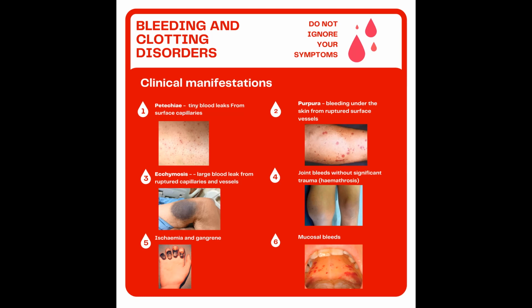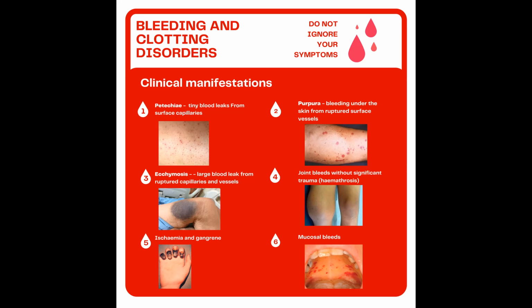Bleeding and clotting disorders can clinically present as petechiae, which are tiny blood leaks from surface capillaries, purpura, which is bleeding under the skin from ruptured vessels, ecchymosis or bruises, which are caused by large blood leaks from ruptured capillaries or vessels, swollen and red joints after minor or no trauma due to joint bleeds, bleeding from mucosal surfaces like oral mucosa and conjunctiva, bleeding into spaces, and ischemia and gangrene as thrombotic events.